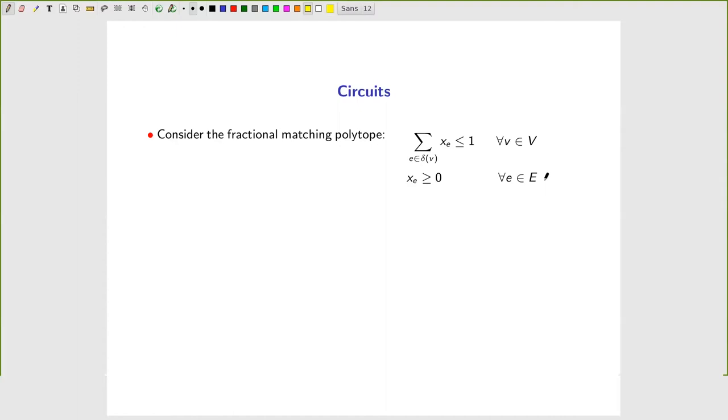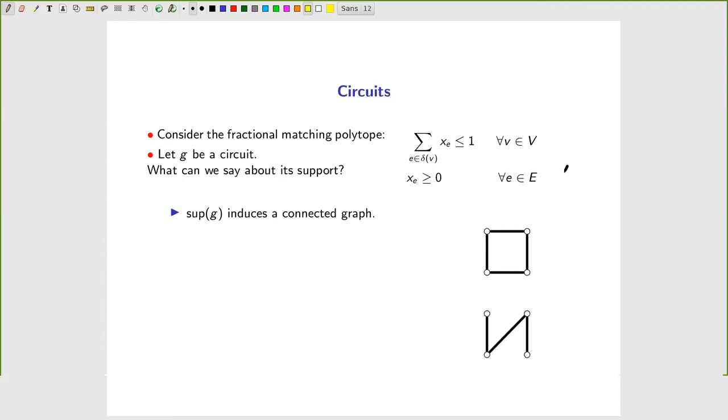Okay, now suppose we have a circuit of this polytope. How does this circuit look like? We are going to try to derive some things about its support. And in particular, I can anticipate that we are going to have a graphical characterization of circuits of this polytope. So the first thing is that the support of G, if G is a circuit, should induce a connected graph. Why is that true?